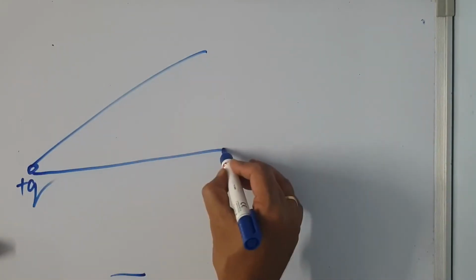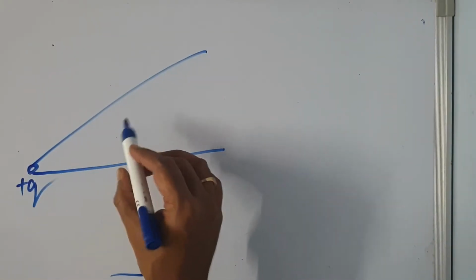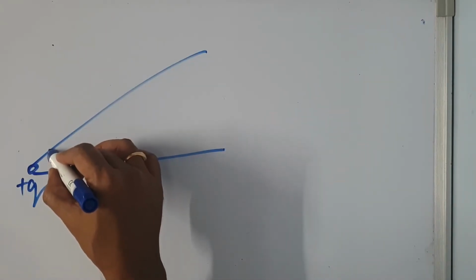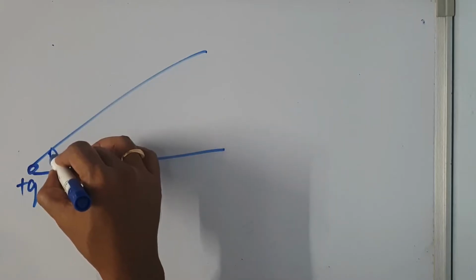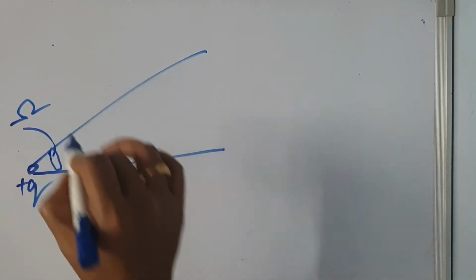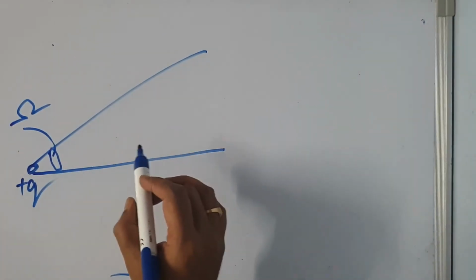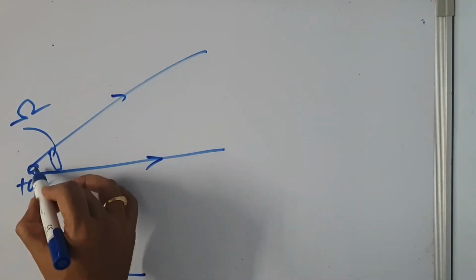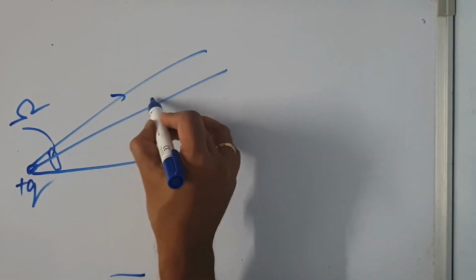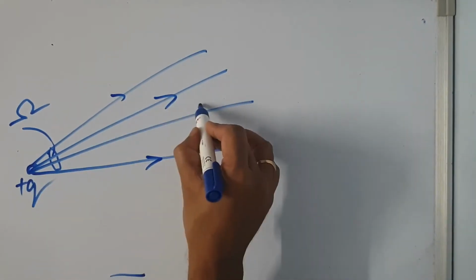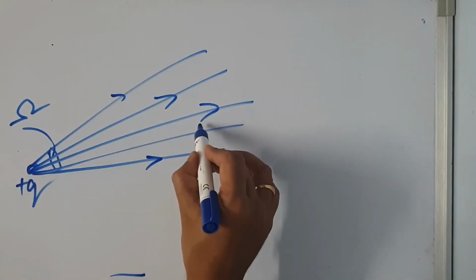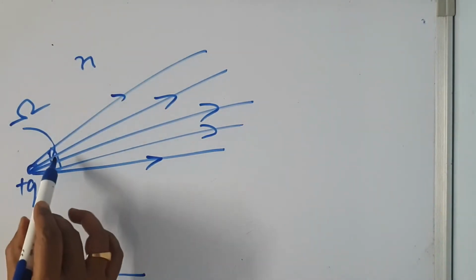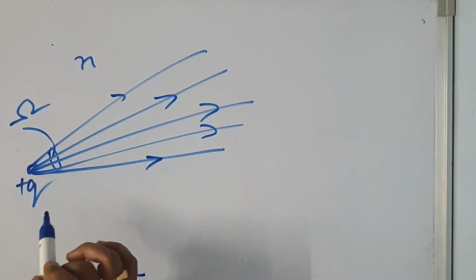Take a cone shape here. This cone is subtending a solid angle omega. Solid angle you have learnt in 11th standard. Through this solid angle omega, let n number of field lines pass. You can draw any number. N number of field lines are passing through this solid angle omega.